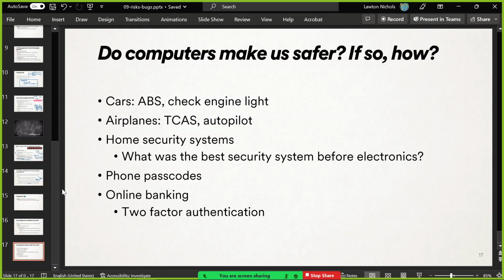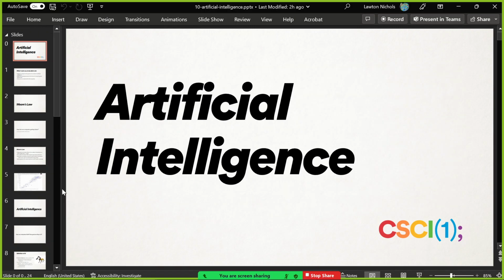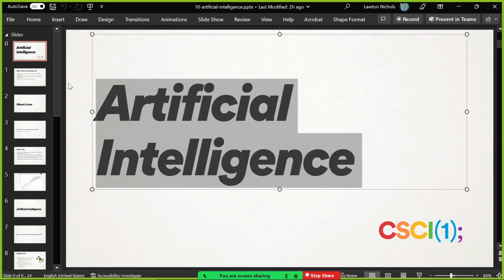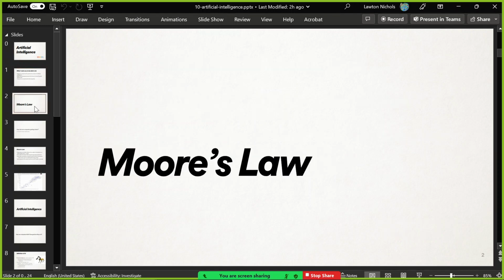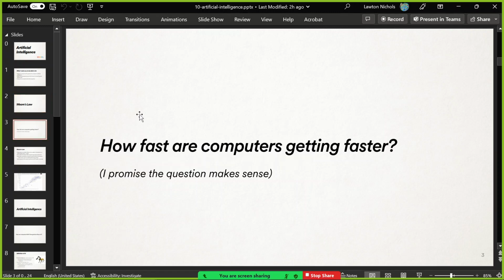I said that computers are not able to think like humans, but maybe they will be soon. So we need to talk about artificial intelligence. What that means is computers trying to mimic human brains, trying to be smart in some way, to model the way a human might think about things. And that's going to take a lot of processing power. So the first thing we should talk about is Moore's Law, which will answer this question: how fast are computers getting faster?